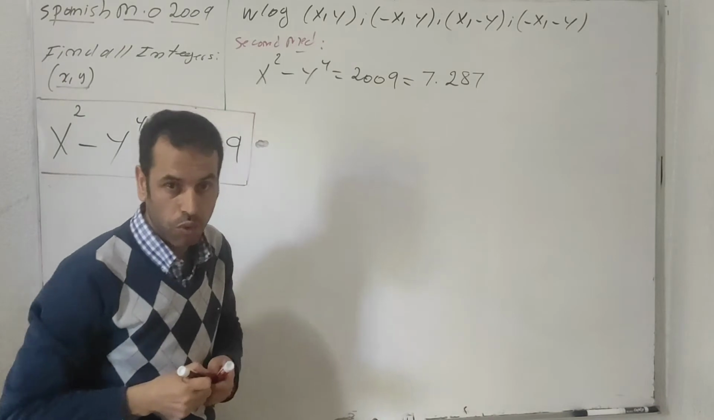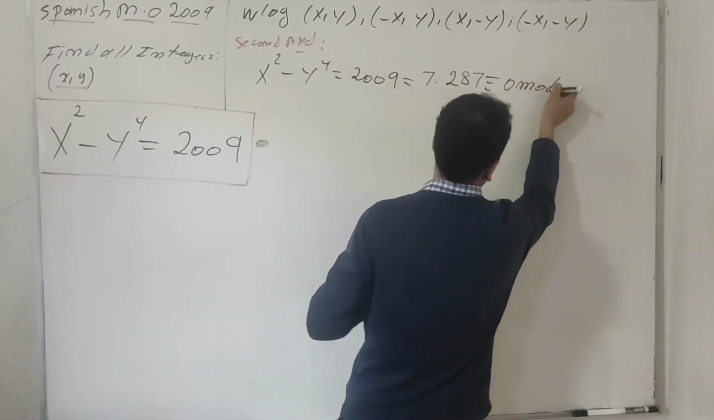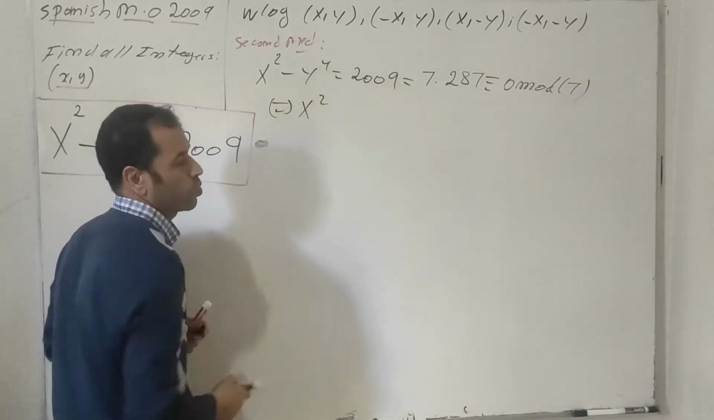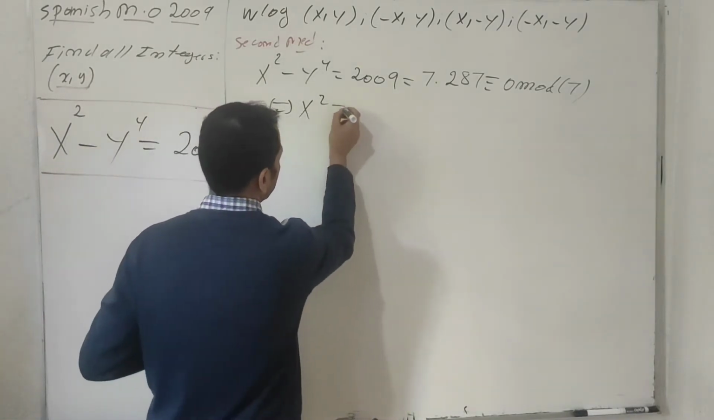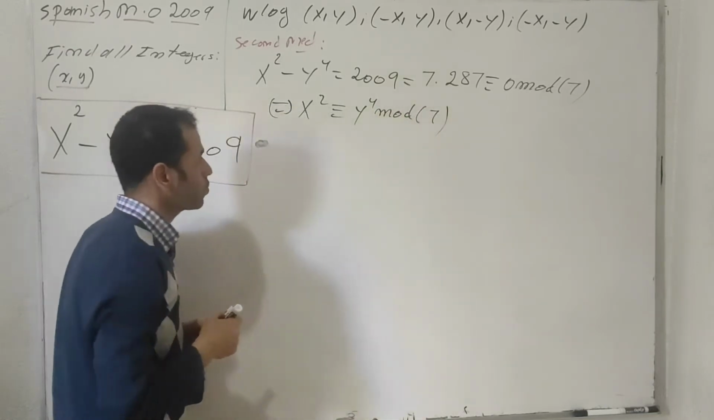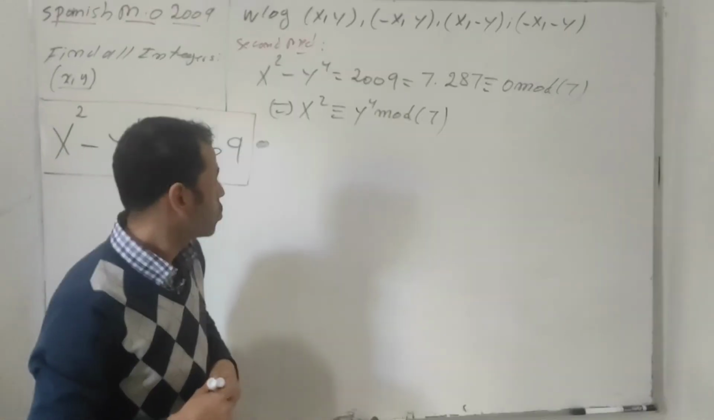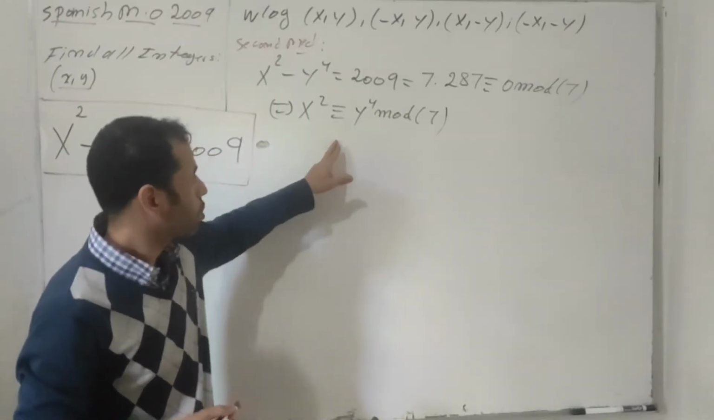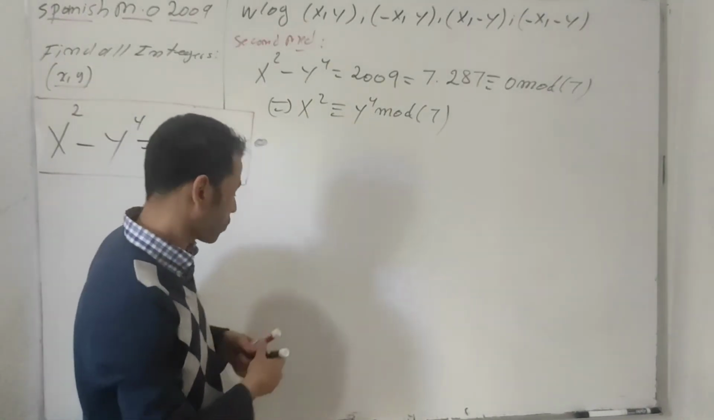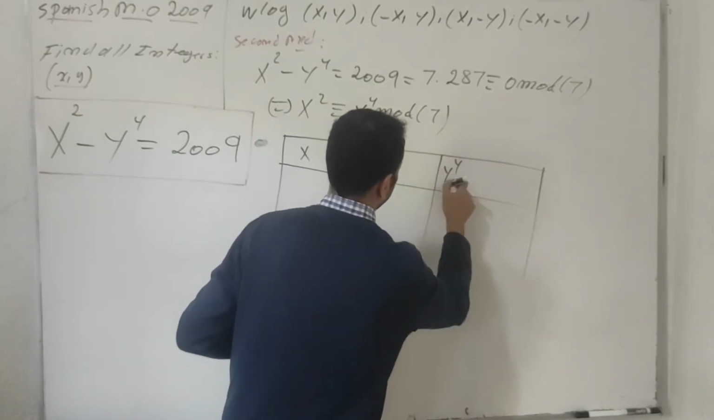So I'm going to reduce this one mod 7, which is congruent to 0 mod 7. Taking y to the 4th to the other side, I will get x squared is congruent to y to the 4th mod 7. I'm going to make a chart where we can find the perfect squares, looking for the shared perfect squares between x squared and y to the 4th mod 7.